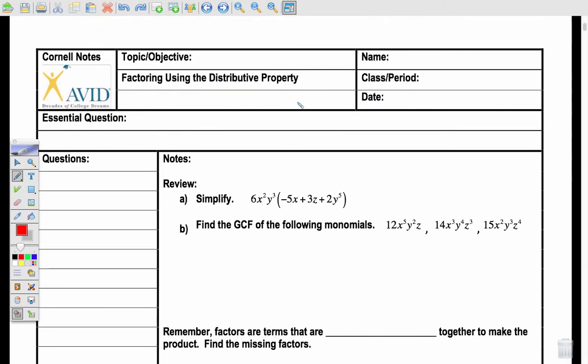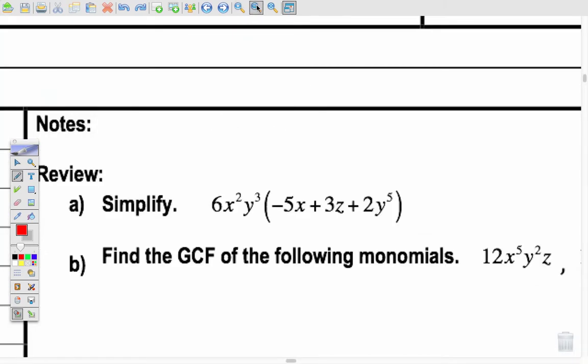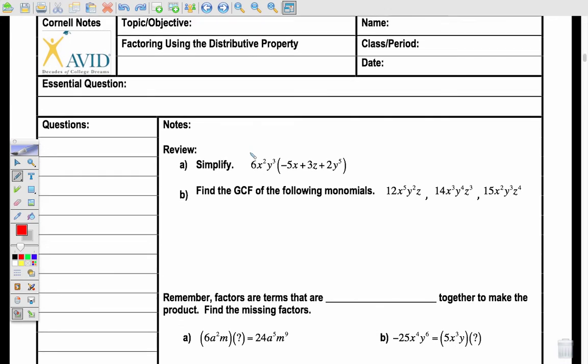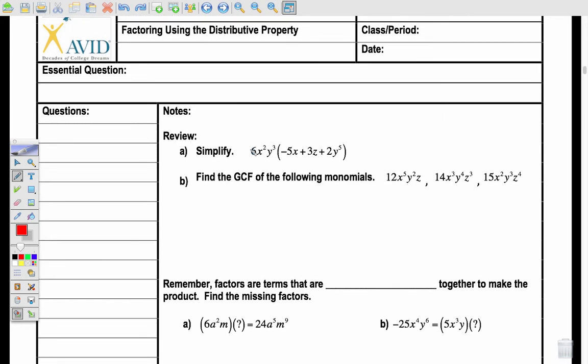This is the notes for factoring using the distributive property. So we're going to distribute. A lot of this you've done and kind of build off what we did yesterday or today in class. Hopefully you can see this. You should have the sheet in front of you.